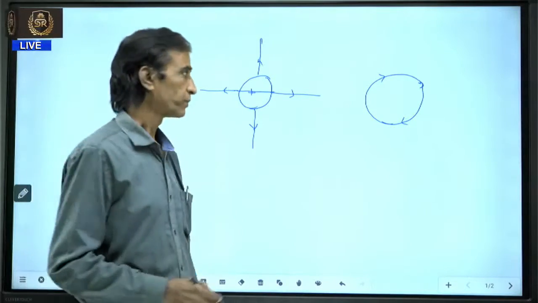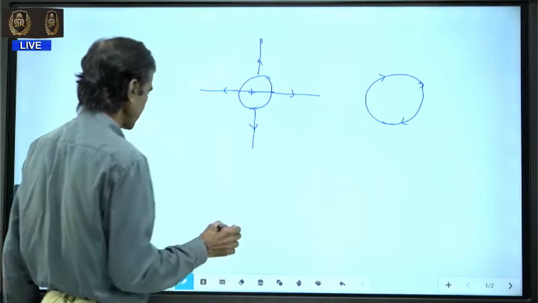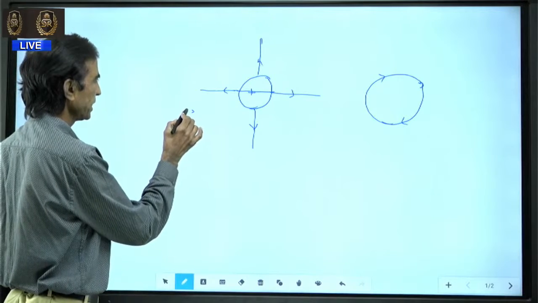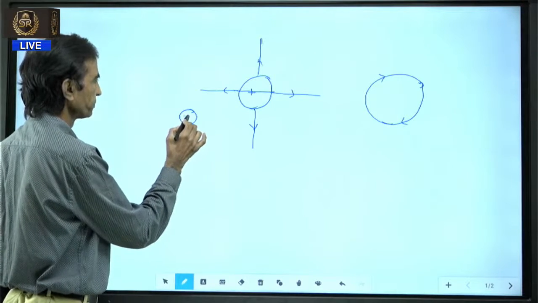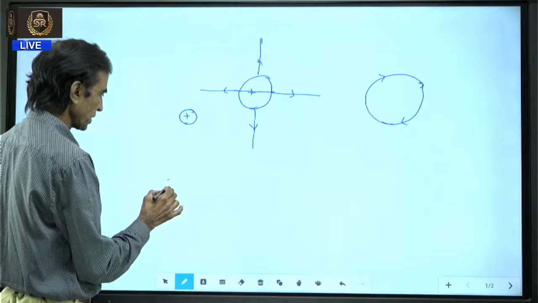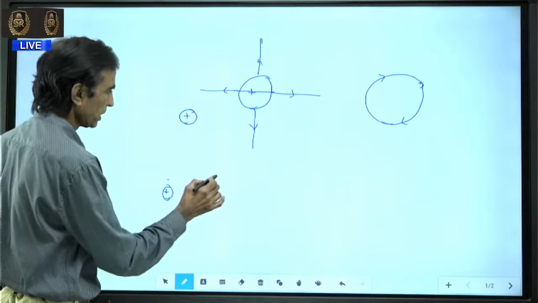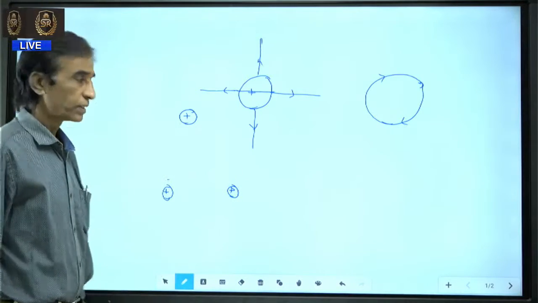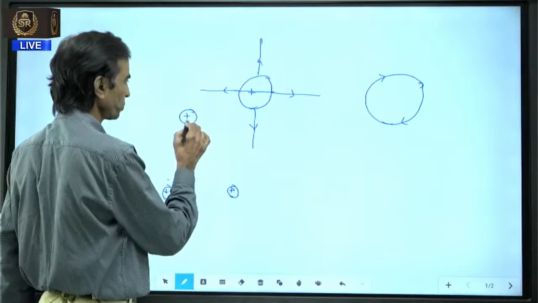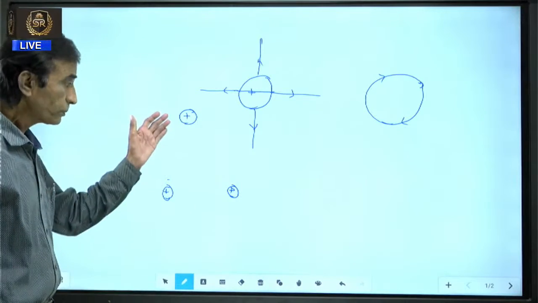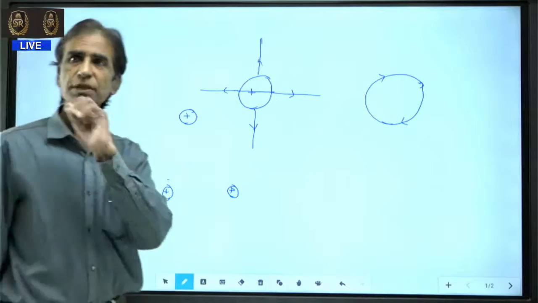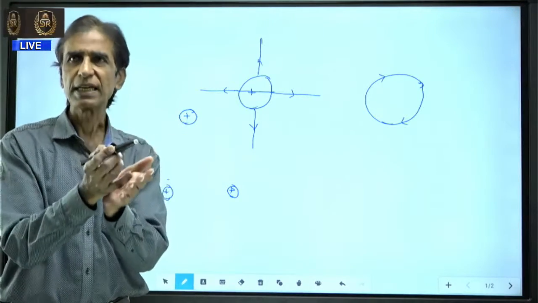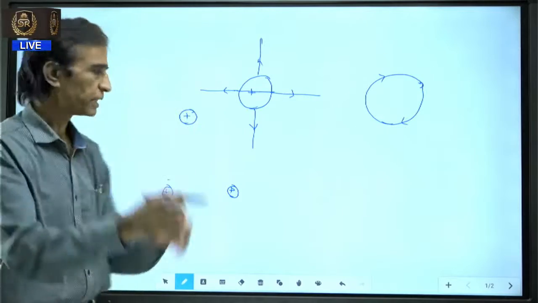He has taken 3 positive charges at the 3 vertices of an equilateral triangle: one charge, another charge, and another charge. Then, in one of the diagrams, he has shown it like this. So what happens here? There is repulsion. All are positive, so they will repel each other, meaning the charges are going to push the field lines away.